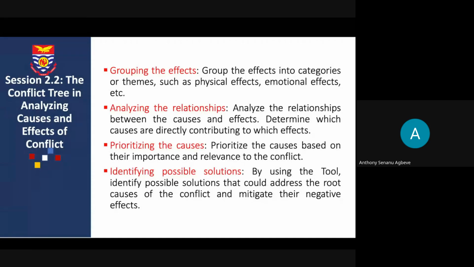Then, if we need to solve any problem or resolve any issue, let's tackle the chieftaincy dispute or disagreement first, because that is what is leading to the major effects within the society. So you need to prioritize the cause. Then you identify the possible solutions that we can use to deal with the issue or resolve the issue, right? So when you want to use the conflict tree, these are the various steps you need to factor in when deploying the conflict tree tool in analyzing a given conflict.